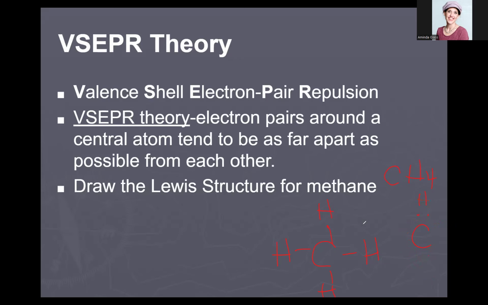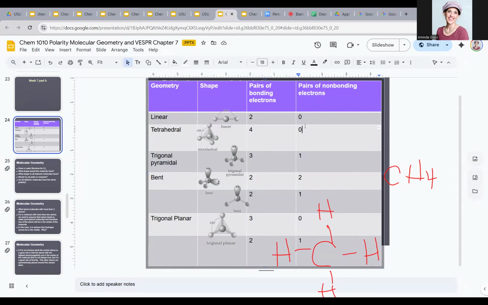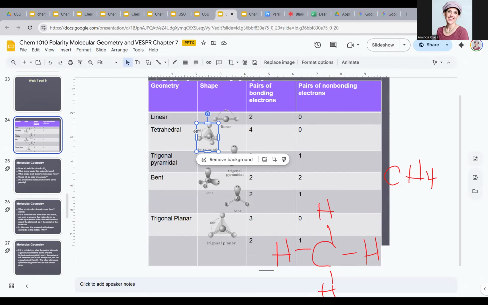And then we would go to our chart and look to see what this chart here says. There are 4 pair of electrons. There are 0 pairs of non-bonding electrons. So what is the geometry? It would be tetrahedral. What is the shape? It would be this shape here. And it would have 109.5 degrees between each hydrogen because it's trying to maximize the space equally between each hydrogen.